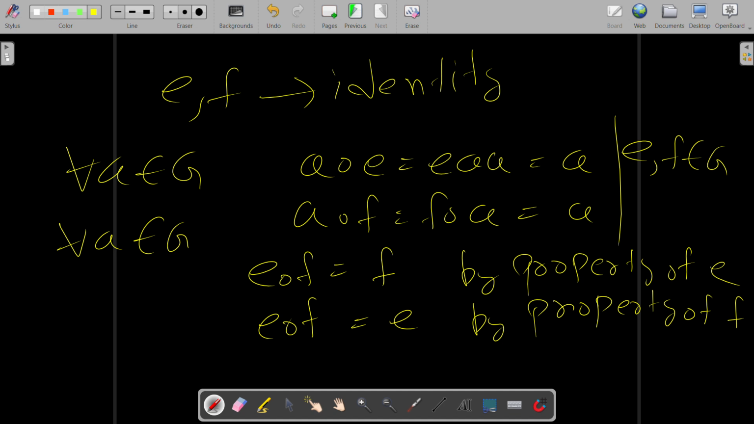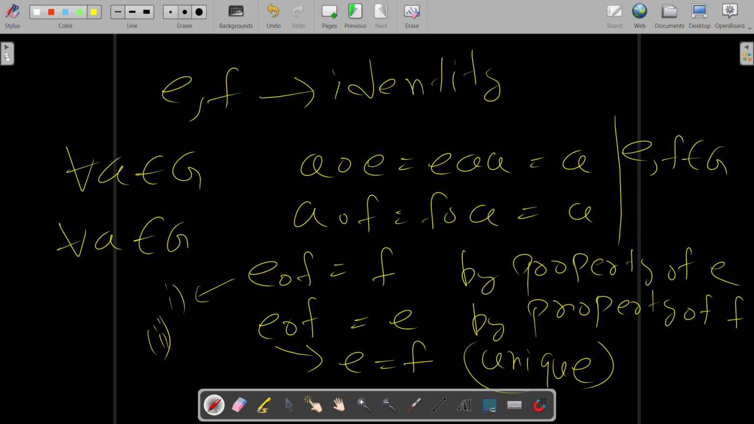Now, if we call this equation 1 and this equation 2, by simply comparing we can say E is equal to F. We assumed that those identity elements are different, but we find that they are equal. So at the end we can say that our assumption is wrong and the identity element is unique.